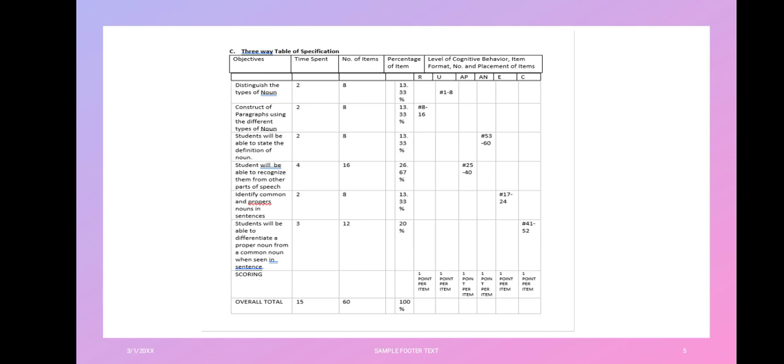So, that is how to create the three-way table of specifications. We have to consider the following in the level of cognitive behavior. Then, remembering the formula, which is the total number of items divided by the total number of days, times the number of days to be taught.